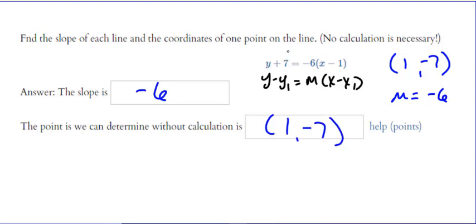You've got to understand that these switch when they go in. They change signs. Okay.